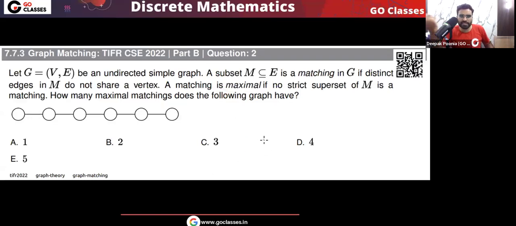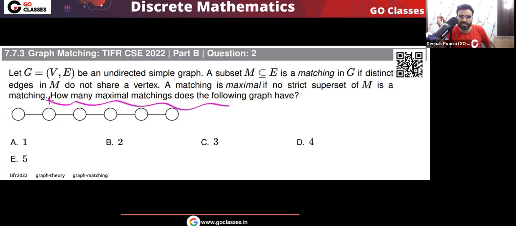You already know a matching is maximal if it is not a proper subset of any other matching. Or I can say a matching is maximal if you cannot add a new edge without losing the property of matching. Okay, so very simple. The definition of maximal matching you already know, and that is given in the question.